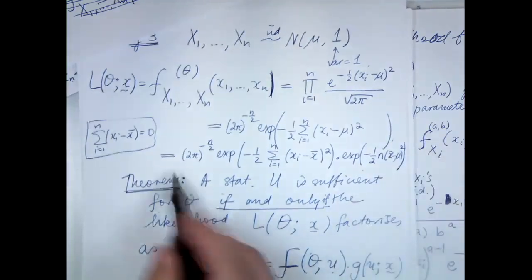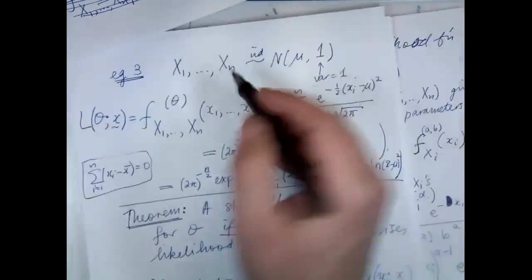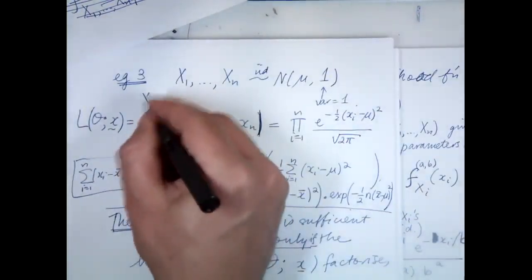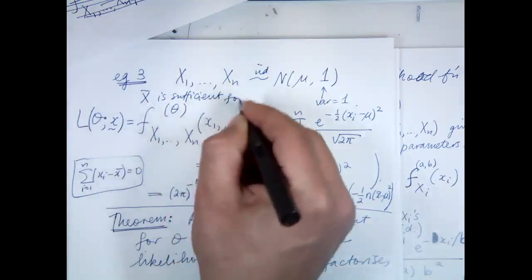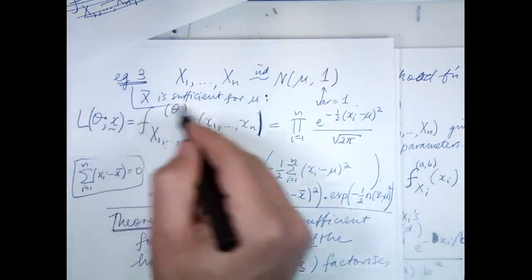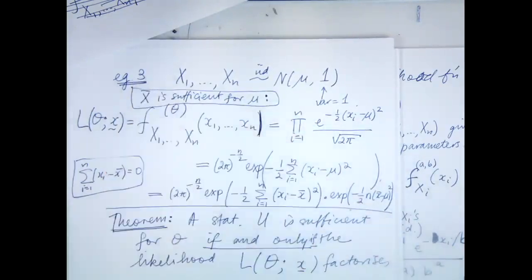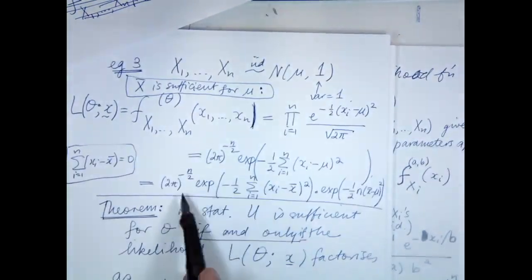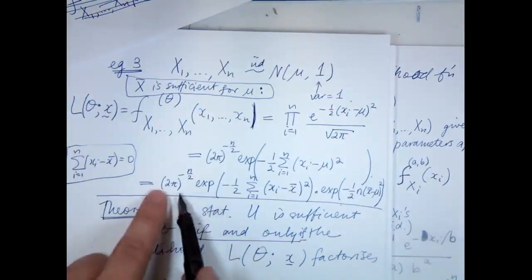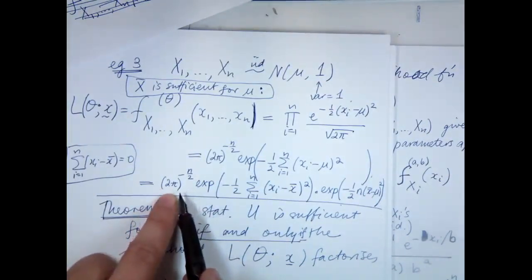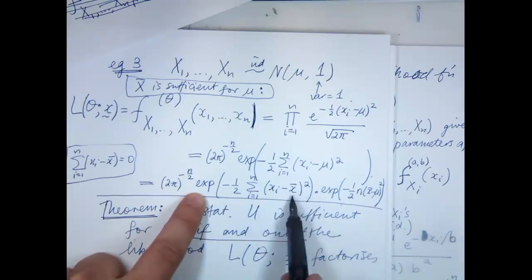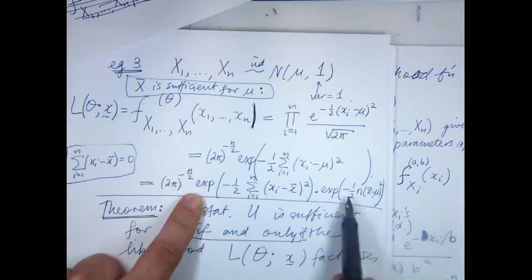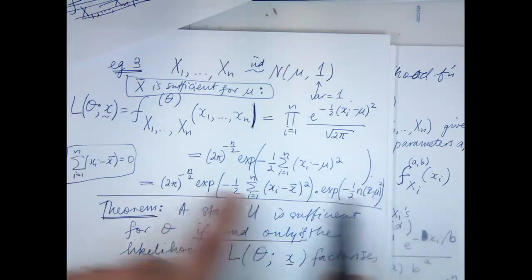And the statement that's being made here is that x bar is sufficient for mu. Okay? So to check that x bar is sufficient for mu, all that we've done is write the likelihood and see that it factorizes. The 2 pi to the minus n over 2 doesn't depend on anything, it's just a constant. This factor depends on the observations and the sufficient statistic x bar. And this factor depends on the sufficient statistic x bar and the unknown parameter mu. But there's no other entanglement.